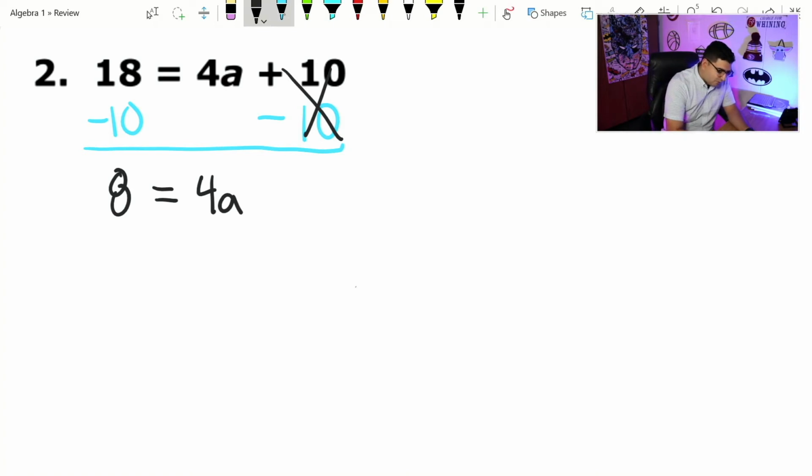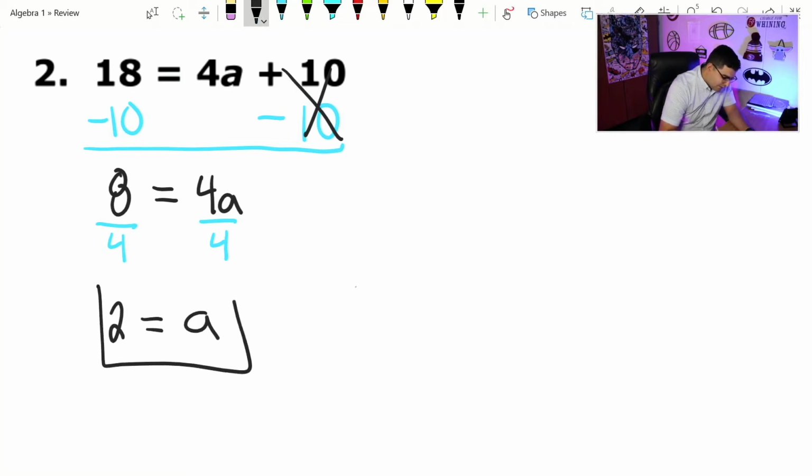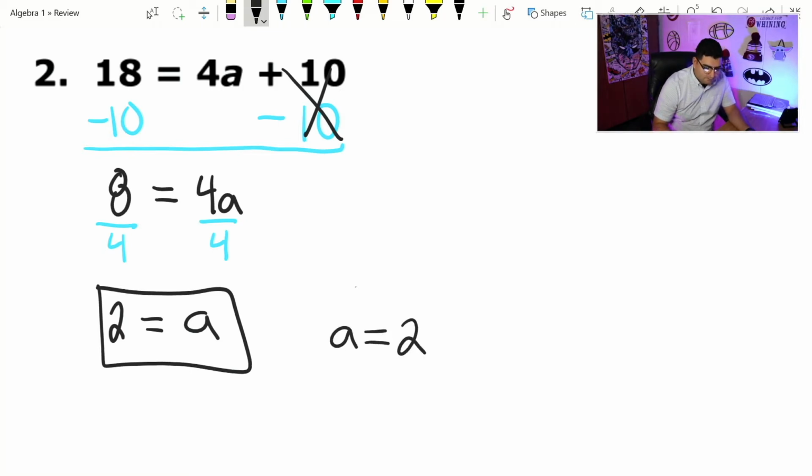Next thing I want to do here is, since they're multiplying a by 4, I want to divide by 4 on both sides. That'll get me 2 equals a. Now if you'd like, you could also write your answer as a equals 2. Both will be correct. It's just up to your preference. Alright, so let's move on.